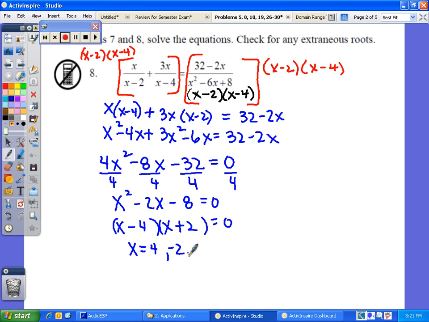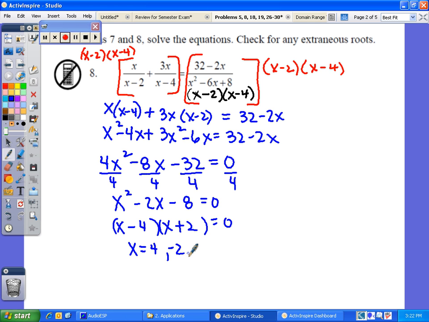Now you would think you'd be finished. However, it did say to check for any extraneous roots. Extraneous roots occur when you change the form of the actual original problem. We changed this from a rational problem to a quadratic one. And in that process, you can come up with some answers which don't really fit the original problem.